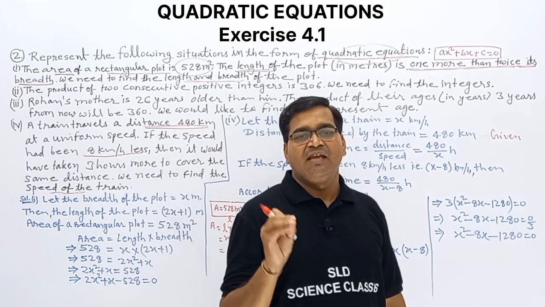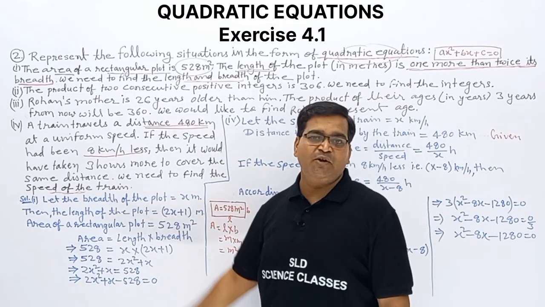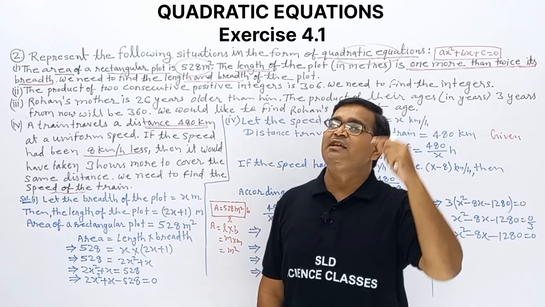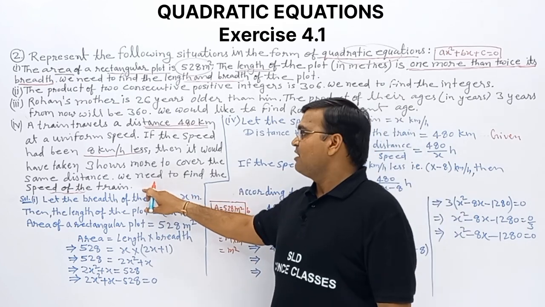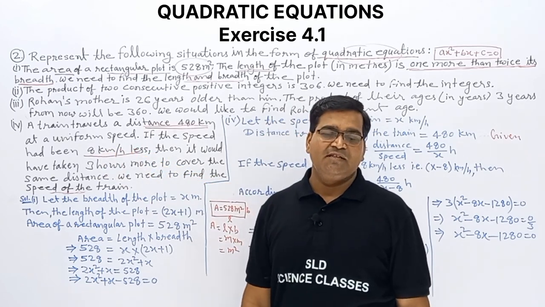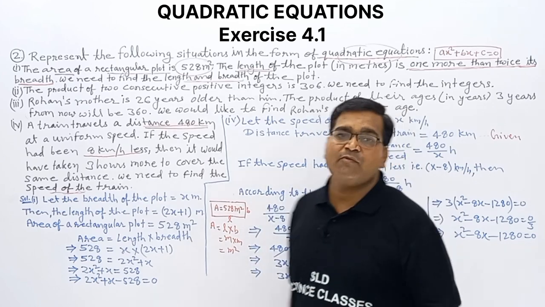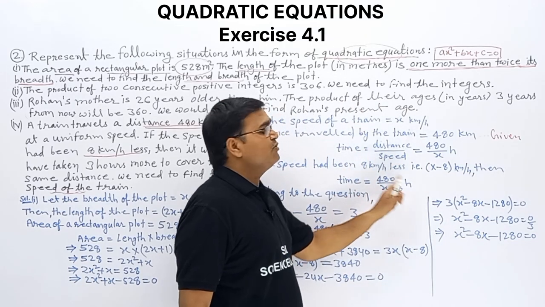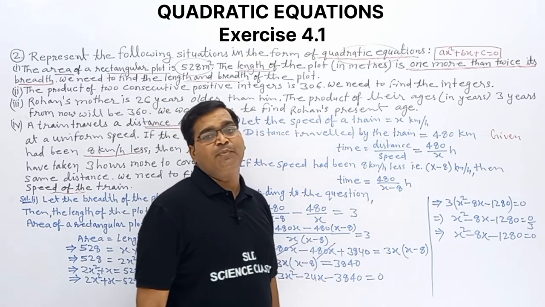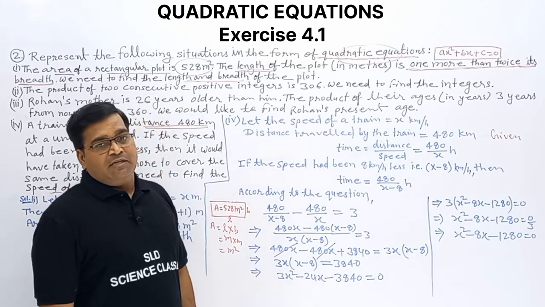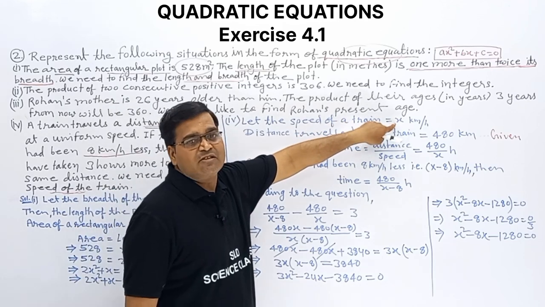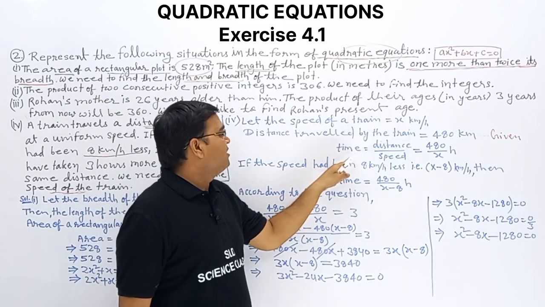Understand first, in this question we want the speed of the train. We are traveling 480 kilometers, speed we assume as x, then speed is reduced by 8 km per hour, then time will be more, so time will be 480 upon x minus 8. When our speed is reduced by 8 km per hour. Clear? Now observe, first when we are having this speed, then time is this one.